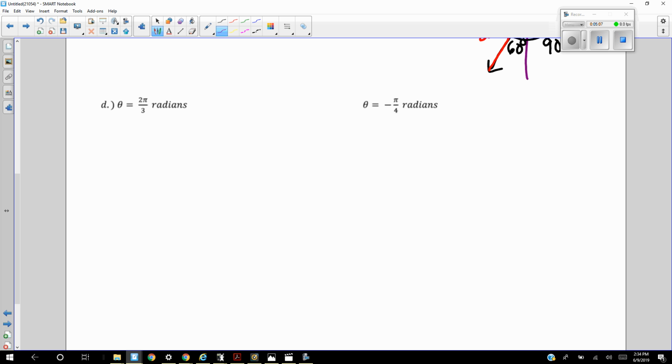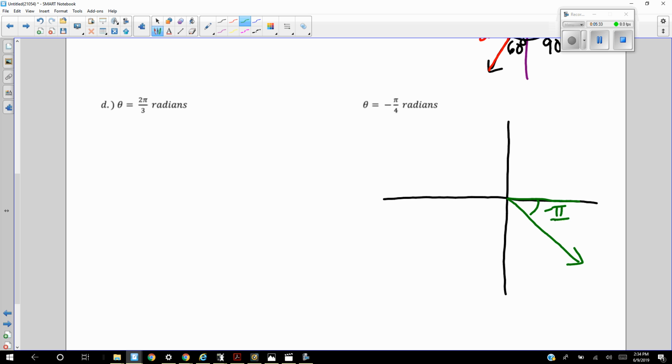Finally, if they give you the angle measured in radians, your reference angle should be in radians. So I'm going to sketch this one without converting it to degrees. Negative pi over 4. Each quadrant is about half a pi, so pi over 4 is half of that. So that is the angle, negative pi over 4. That's already the shortest distance to the x-axis. So the reference angle for this one is pi over 4.